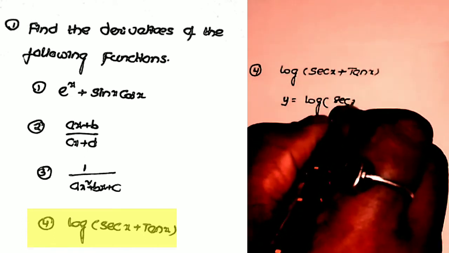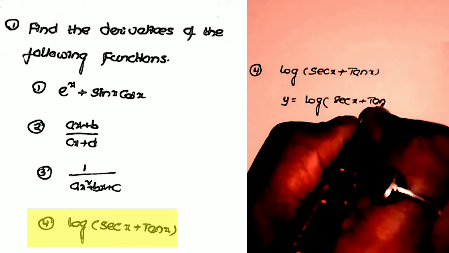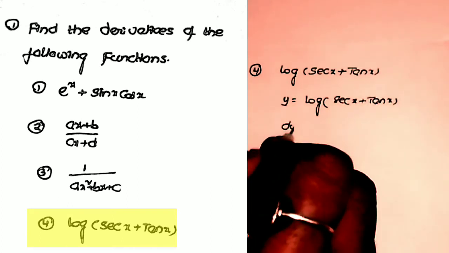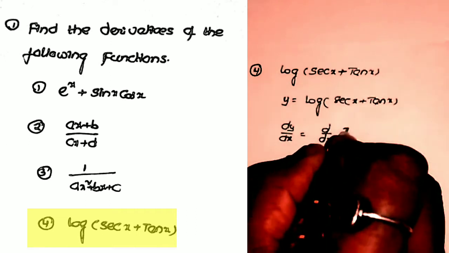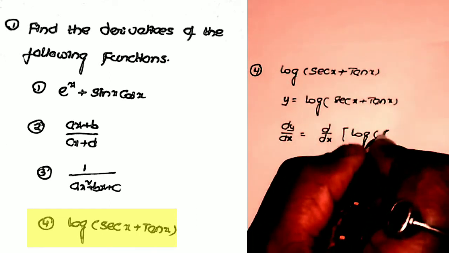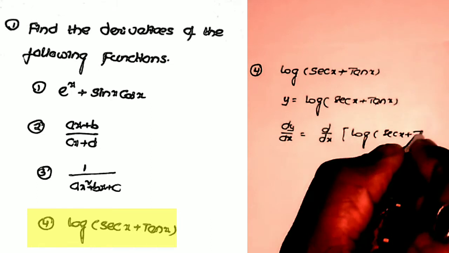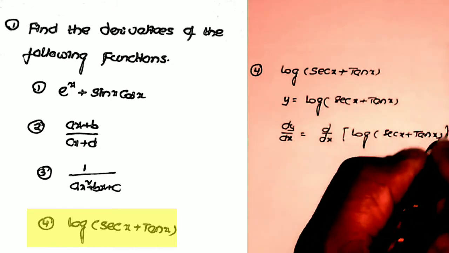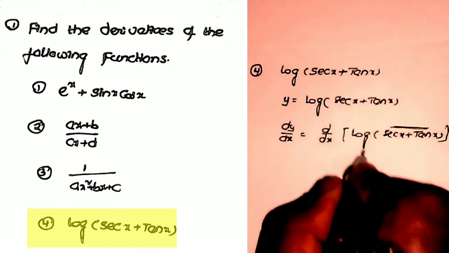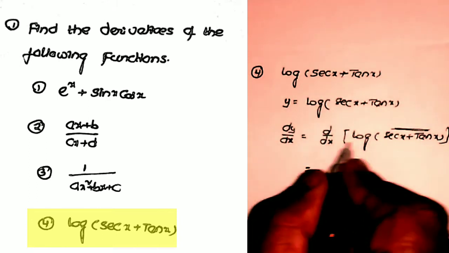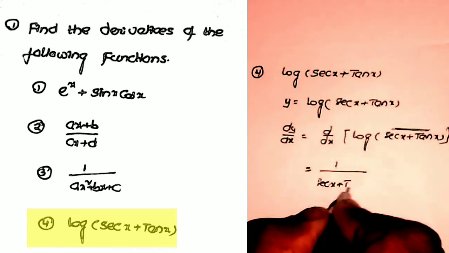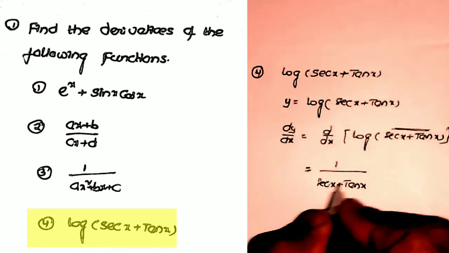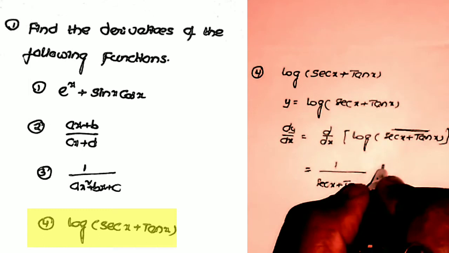So first I take that this is equal to y, that is y is equal to log of secant x plus tan x. Now dy by dx is equal to d by dx of log of secant x plus tan x. Now we have to take the derivative of this total function. What is this form? Log x, this total value is equal to x. What is d by dx of log x? 1 by x, that is 1 by secant x plus tan x. What is x value? Secant x plus tan x.